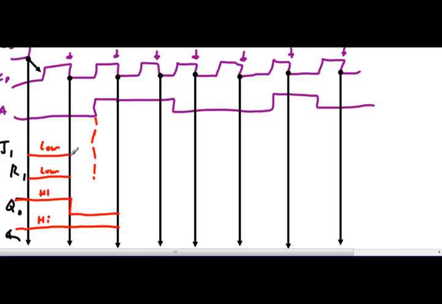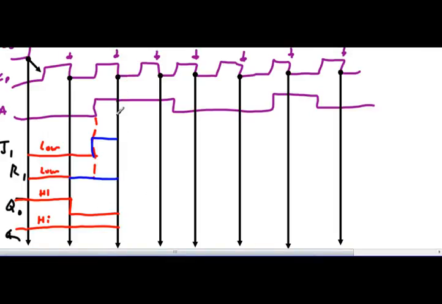J1 is going to still be low because Q1's high. So when Q1 is high, let's change color. All right, so J1's going to go high. And K1 is going to stay low because Q0 is low. Okay, excellent.